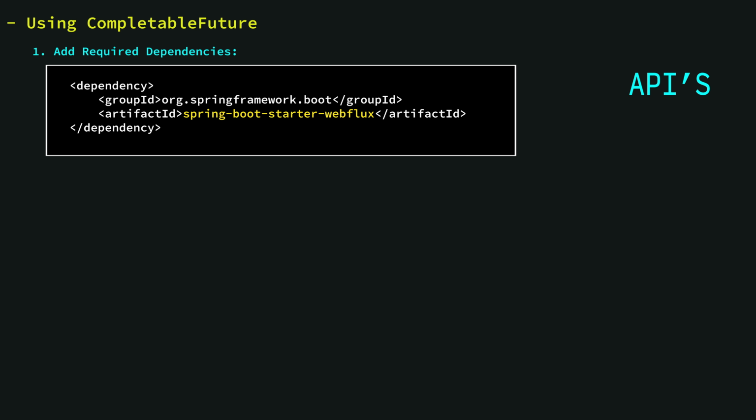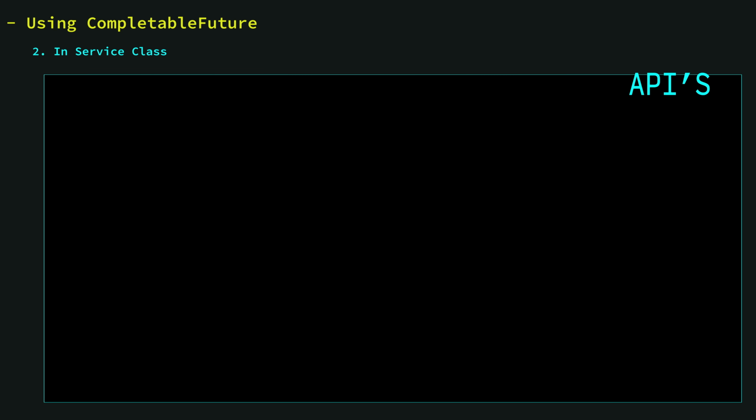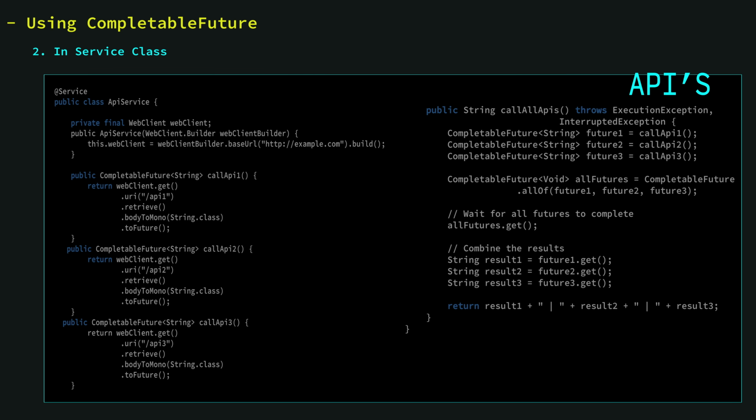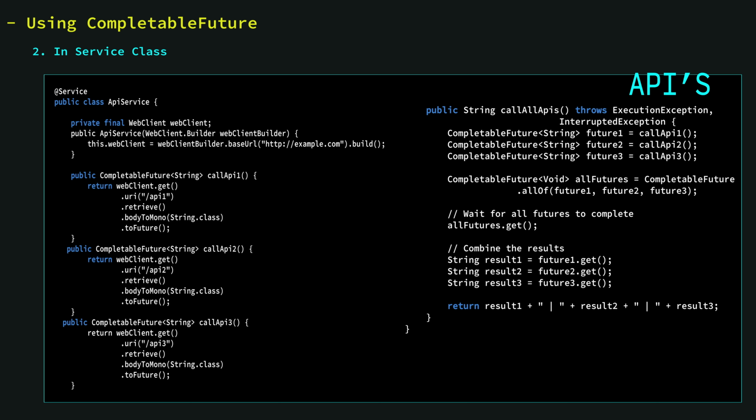So after adding this dependency to our Spring application, let's write the code in the service class to call the external APIs. Here in the service class, I am just initializing the web client. In the constructor, the web client is initialized with the external URL. Then I have declared three methods, that is callAPI1, callAPI2 and callAPI3. They are calling the same service but three different APIs from that.